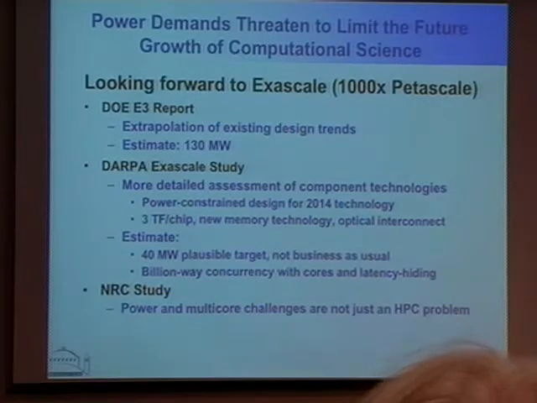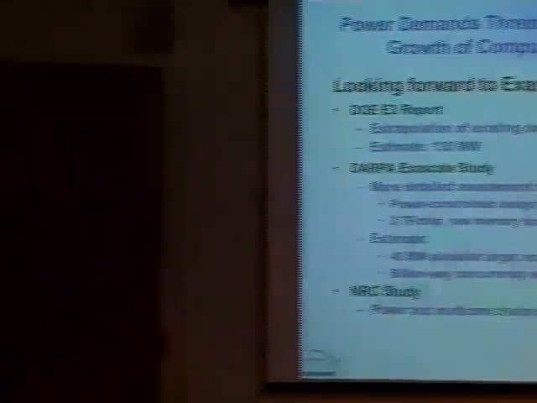There was a DOE report called the E3 report, which looked at exascale computing in a number of application areas and extrapolated various hardware trends from today, and estimated that such a machine would consume 130 megawatts. Now, roughly speaking, 130 megawatts is about $130 million per year to run the machine. So there's a significant cost here, maybe half that, but on that order, for the power budget now associated with these machines.